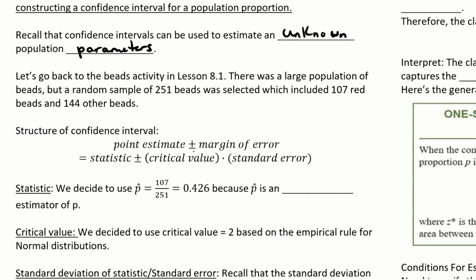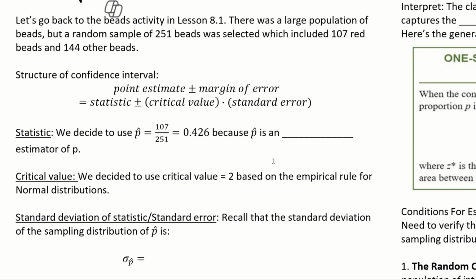If we go back to the beads example, there was a large population of beads. We don't know how many there were, but we did take a random sample of 251 beads from that population, and we found that we had 107 red beads and 144 of other colors. And so we constructed a confidence interval to estimate the true value of the proportion of red beads in that population of beads.